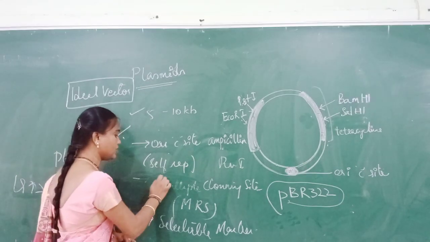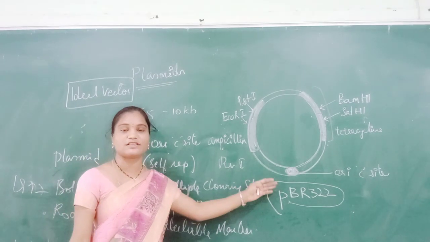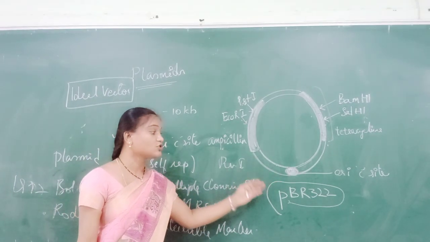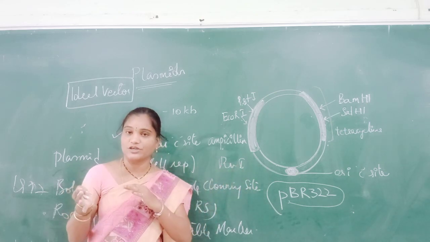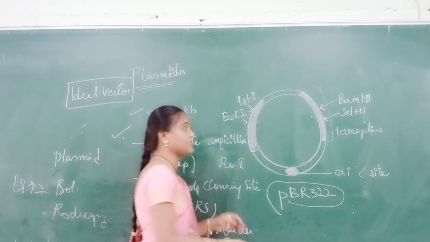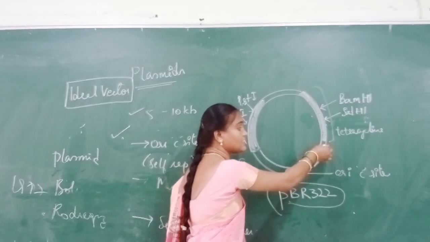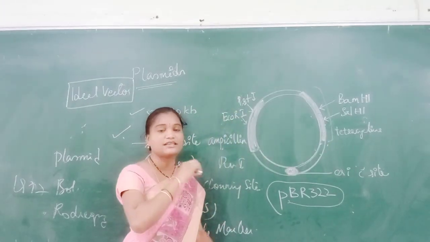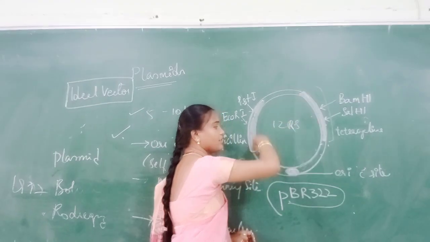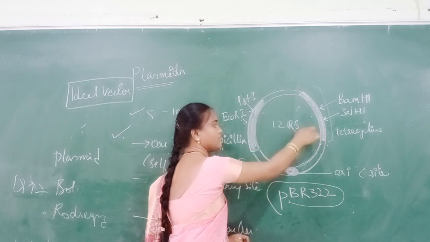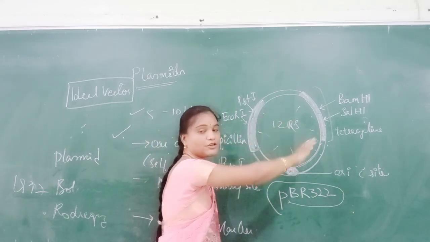Next, coming to the second point, multiple restriction sites. As I said earlier, around 12 restriction enzyme sequences are present in your pBR322. So this pBR322 can be cleaved by 12 different restriction endonucleases, and your gene of interest can easily be cleaved with multiple restriction endonucleases and easily inserted in your pBR322. Isn't it? So as I said, 12 restriction sites are present. Easily your restriction enzymes can cleave your plasmid DNA molecule and insert your gene of interest in this particular pBR322.